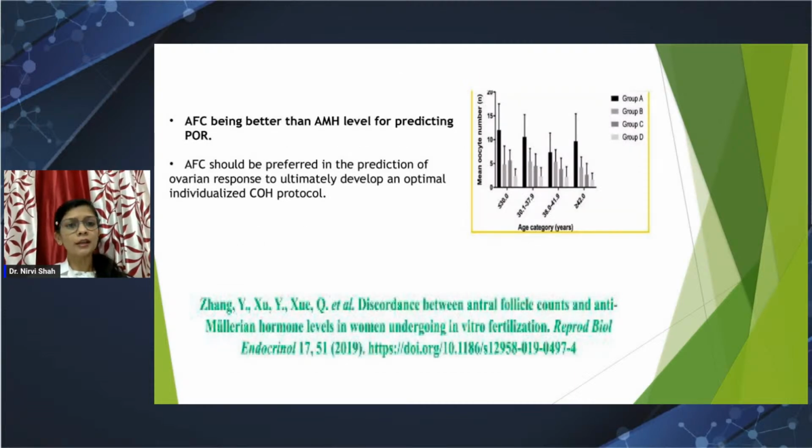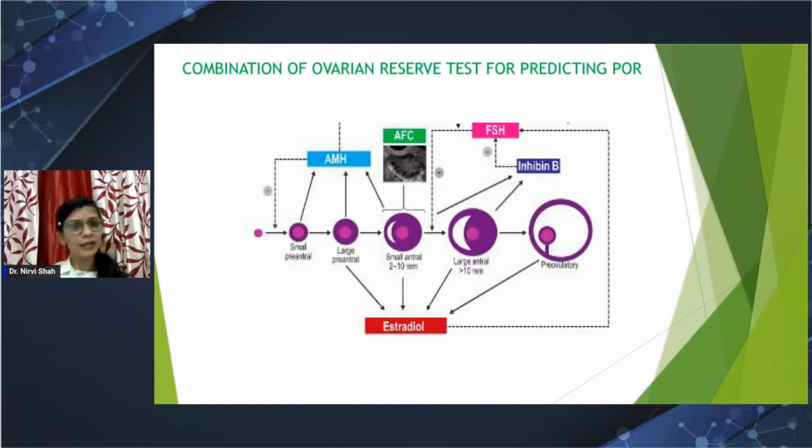However, AFC is still a better predictor of a POR for the IVF consultant in a way that it helps us to individualize the ovulation stimulation protocol. So, AFC, AMH, and to some extent FSH, these three combined give us a good review of the ovarian reserve for a particular patient. That's what I just said.